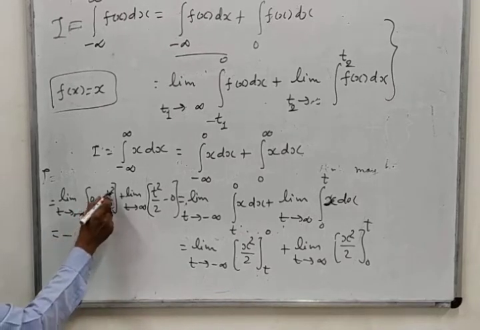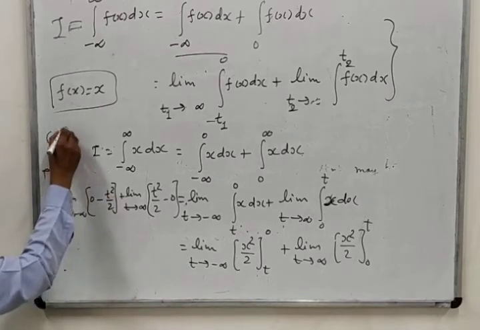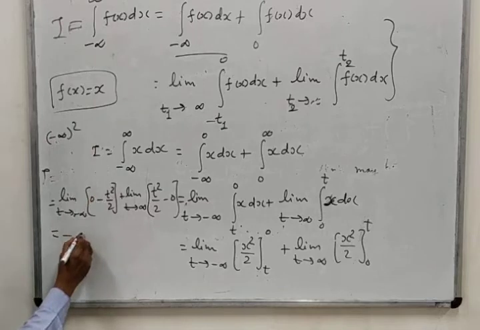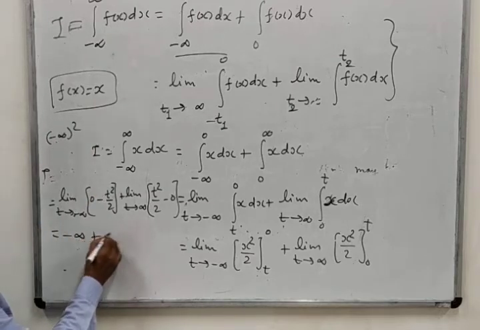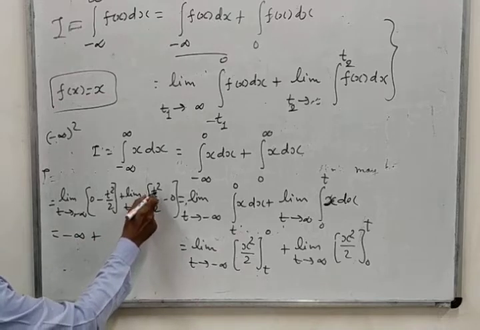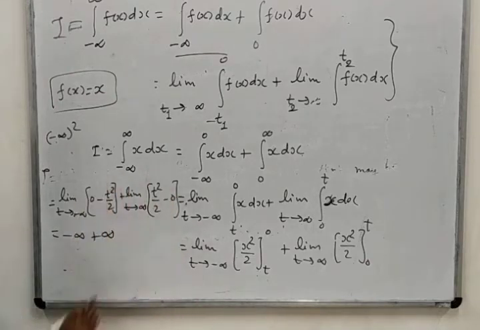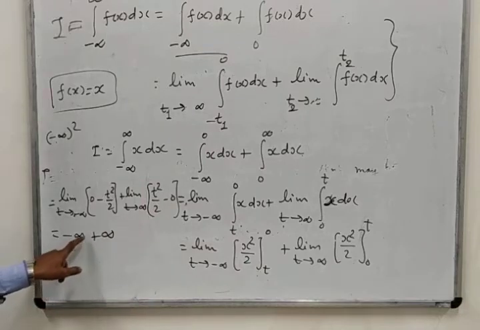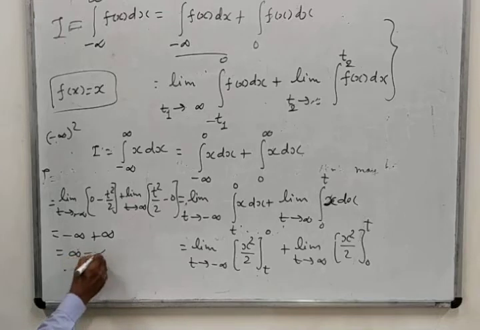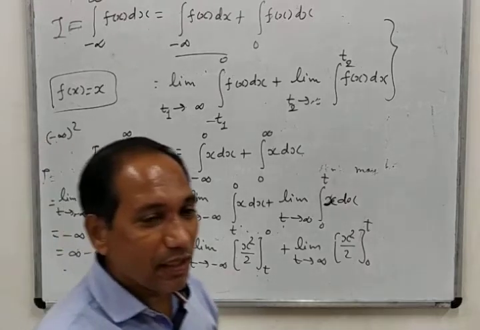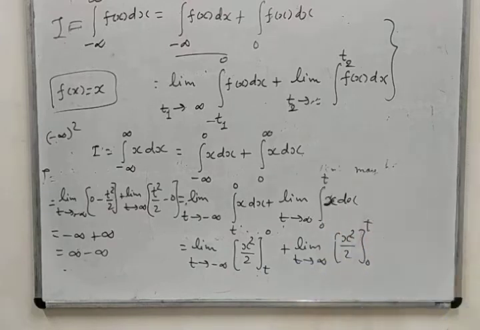This is minus infinity whole square, which is infinity, and infinity by 2 is again infinity, so it is minus infinity. Plus here t tends to infinity, so infinity square is again infinity, infinity by 2 is infinity, and 0 has no impact. So we are getting minus infinity plus infinity. That means it is actually infinity minus infinity, and this is indeterminate. In the limit indeterminate forms, in the examples of limit, we have seen this kind of case, infinity minus infinity.